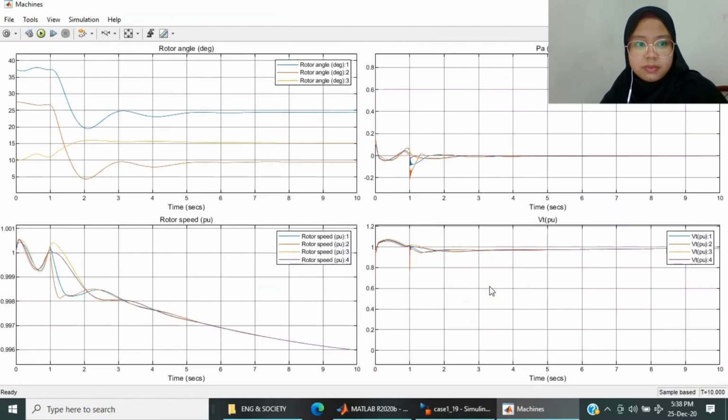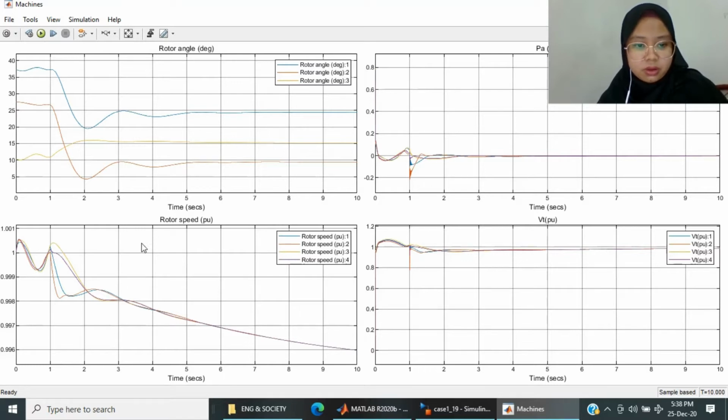Firstly, for the graph, we observe three graphs here, which is rotor angle, rotor speed, and voltage of the system. From the graph of rotor angle, we can see that firstly, the system was unstable after the large increment, and then after 5 seconds, it starts to achieve the steady state condition.